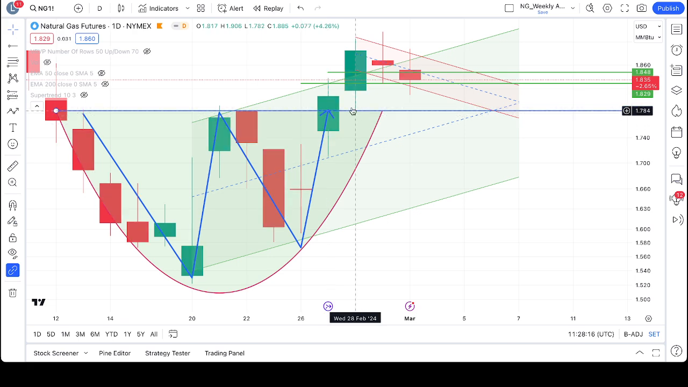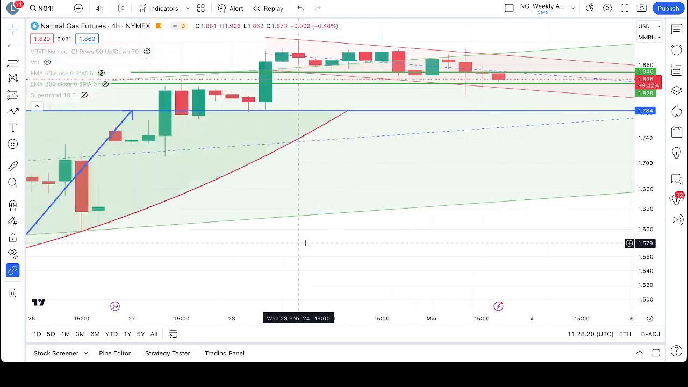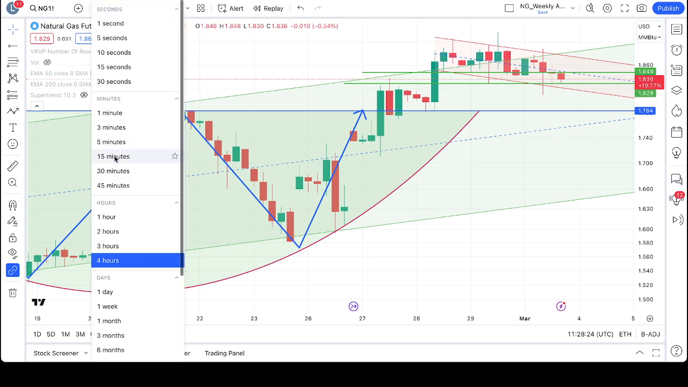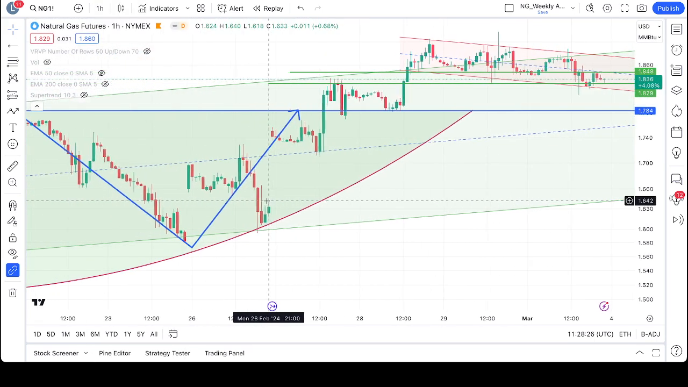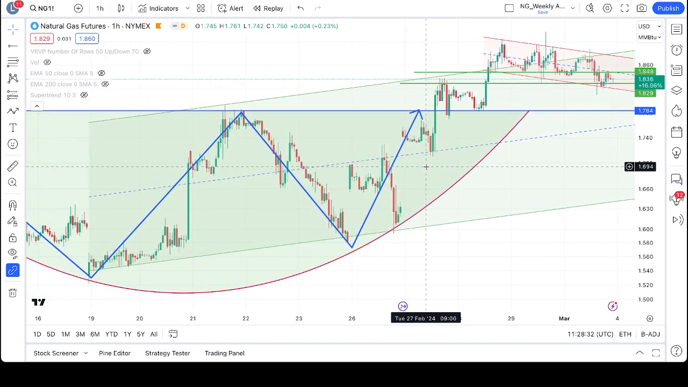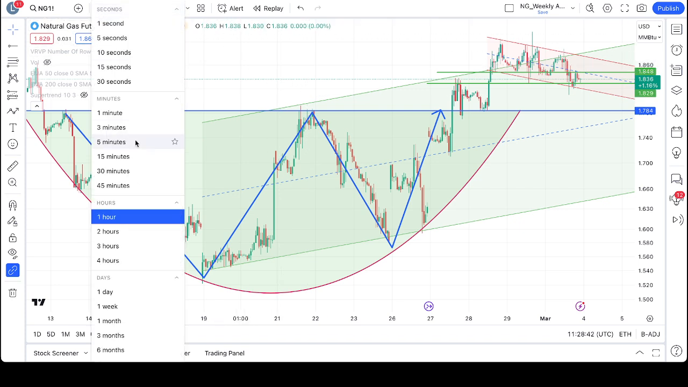On daily it is this. I'll just show you quickly. On the 4-hour you have this retest here, and let us see on the hourly. Look at this on the hourly. Clearly 1.78 is holding support. It's getting retested and holding support. So as long as 1.78 is holding support, we are looking at roughly $2.